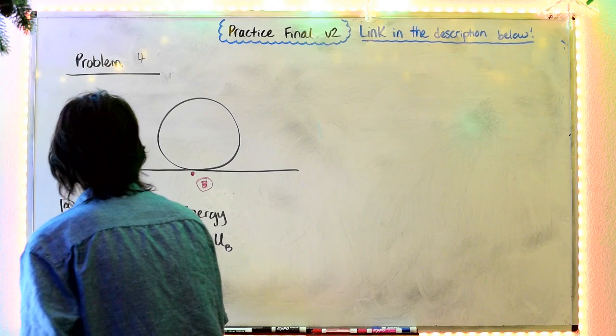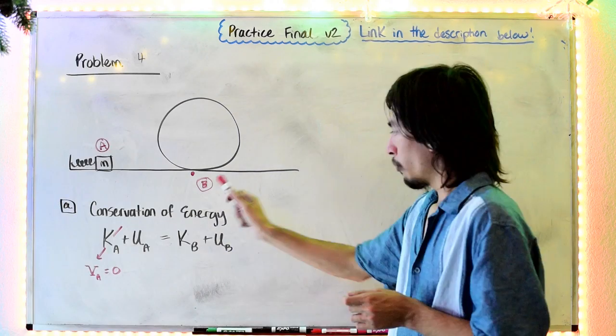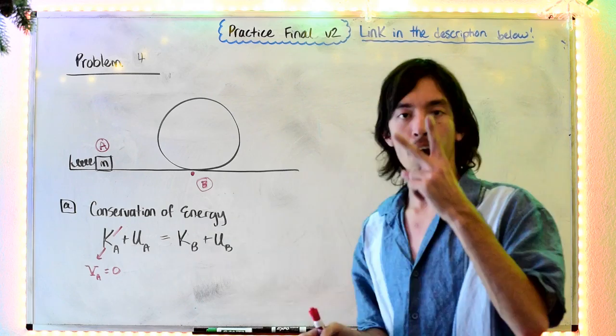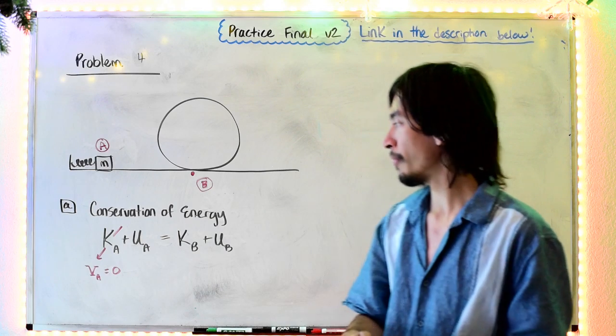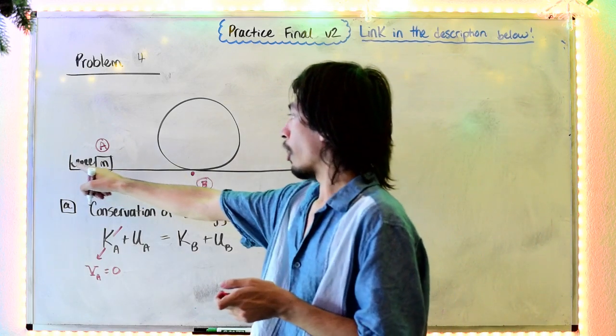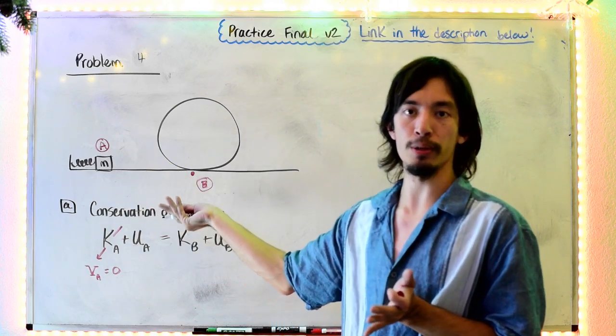We do have potential energy. There are two kinds of potential energy to consider in mechanics. We have the spring potential energy, and we also have the gravitational potential energy. But in this case, we are at the floor, so there's no gravitational potential energy. There's no height off the y equals 0.